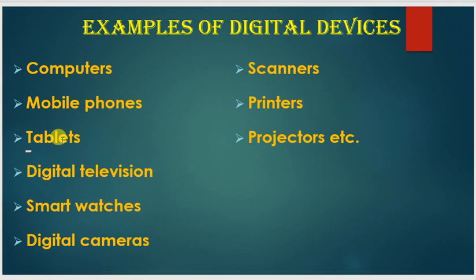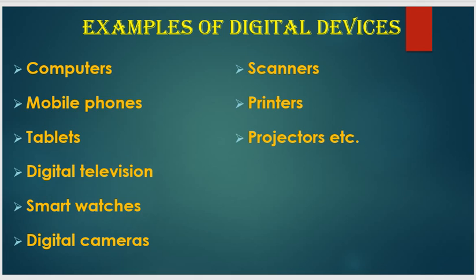We have tablets, then we have digital televisions, okay, we have smartwatches, digital cameras, we have scanners, printers, and projectors. So these are some few examples of digital devices, and all these devices accept data in the form of binary codes, work on them before they give out an output or information which will be meaningful to the user.